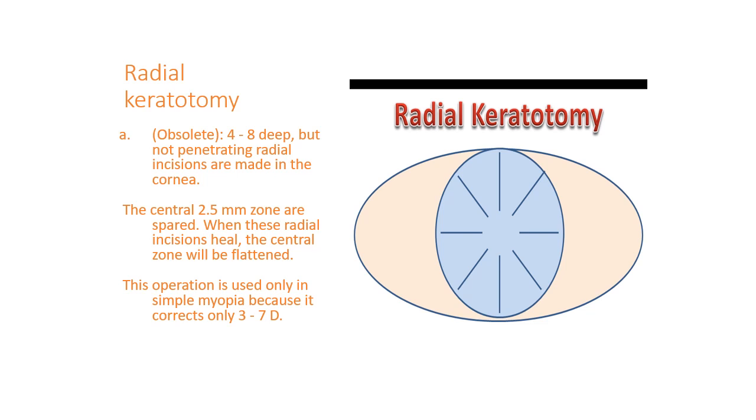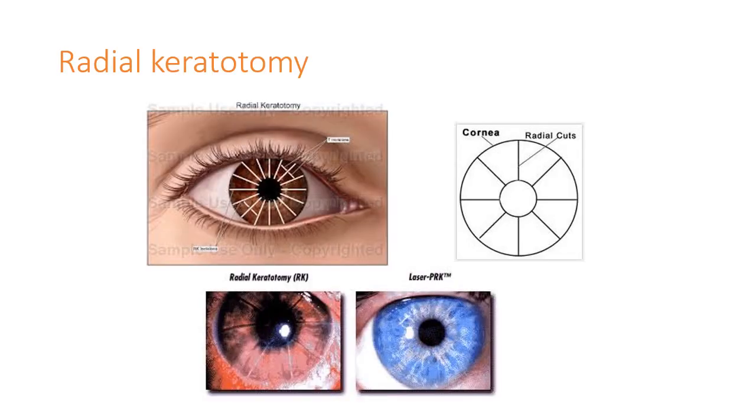It was used previously, but there are complications of radial keratotomy, so it is not done nowadays because more non-traumatic or non-invasive procedures are available, with laser surgery and safe surgery. In radial keratotomy there were 16 or 24 incisions. They were made on the normal cornea with a diamond knife, and as just mentioned, the central zone was made to flatten, so the rays will be focused on the retina.